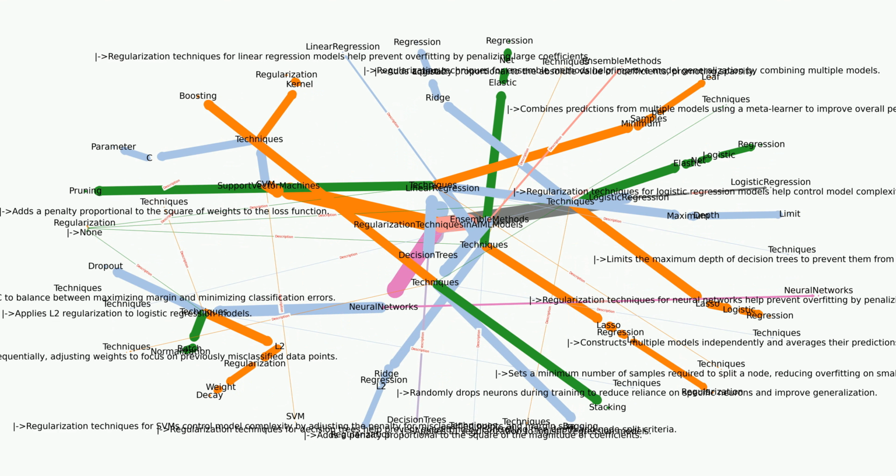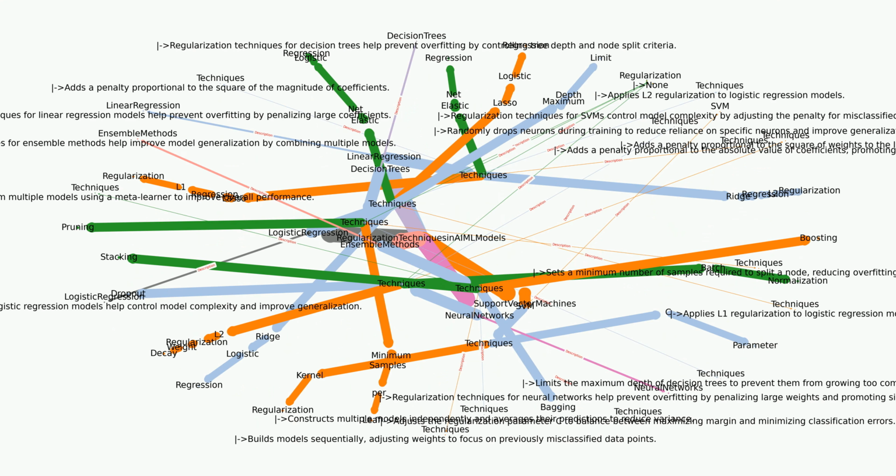Kernel regularization. Description: Regularizes the kernel function to prevent overfitting in nonlinear SVMs. Neural networks. Description: Regularization techniques for neural networks help prevent overfitting by penalizing large weights and promoting simpler models.